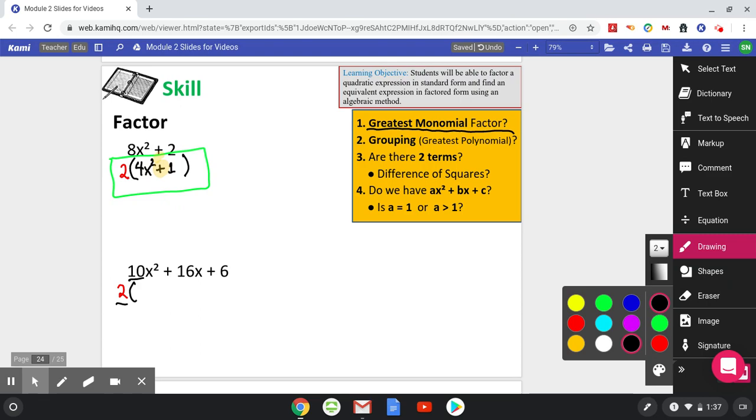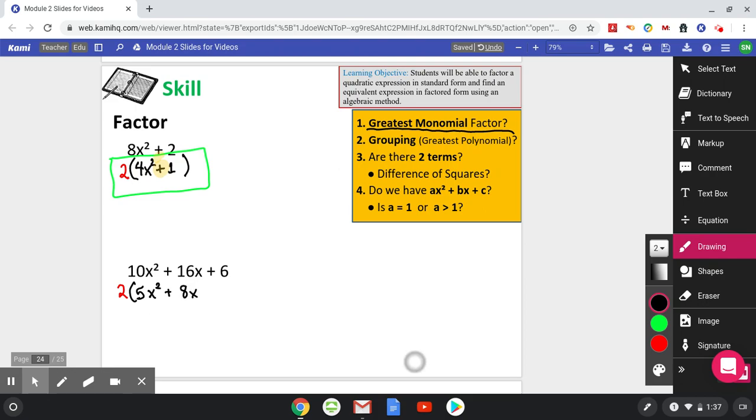10 divided by 2 gives me 5. I will bring down the letters for now. x squared plus 16 divided by 2 is 8. Bring down the x. And the last one divided by 2, last one being 6, is 3.